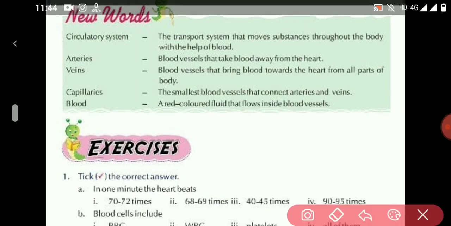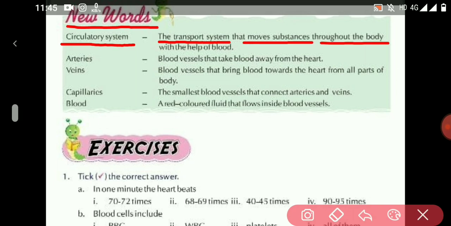In the previous lectures, we have studied the chapter. Now we will study the new words which we have studied before. So the first one is circulatory system. What is circulatory system? The transport system that moves substances throughout the body with the help of blood. Second is arteries.